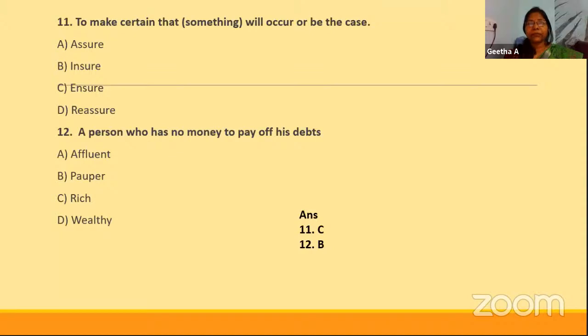Right answer. And yeah, ensure, assure is assurance, giving someone assurance. So ensure is making sure that it will definitely happen. Then reassure is also assuring someone else. So that is not right. Okay. Right. So that's really good. So let's move on to the next one.